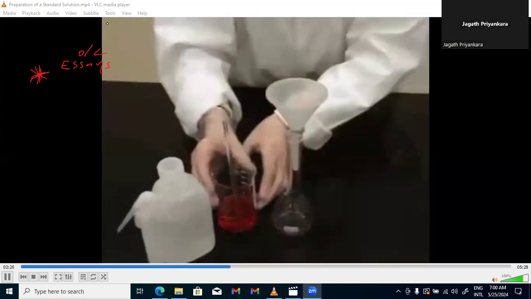We will use a funnel to transfer the solution, and rinse the glass rod and beaker into the funnel. This is complete transfer of the solution into the volumetric flask.